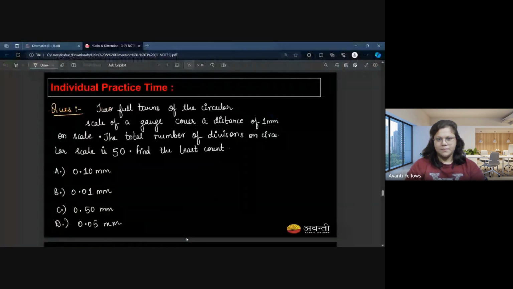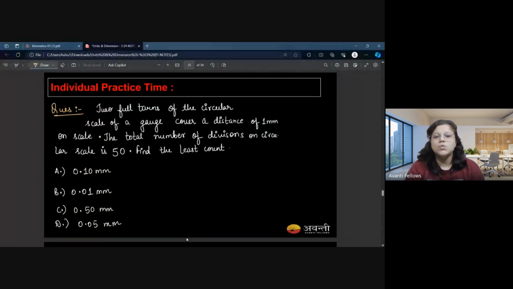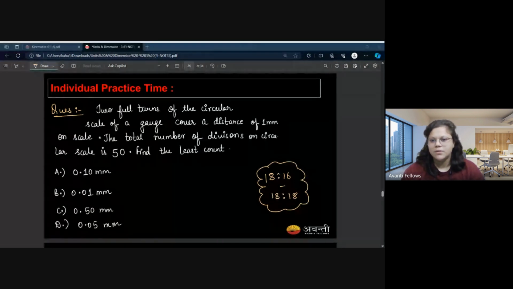Okay. So the question is, two full turns of the circular scale of a gauge cover a distance of 1 millimeter on the scale. The total number of divisions on the circular scale is 50. Find the least count. Least count is something that you need to find out in the given scenario. It is 18:16 right now. You have 2 minutes to solve this question. I am going to launch the poll. You will answer me over there only.